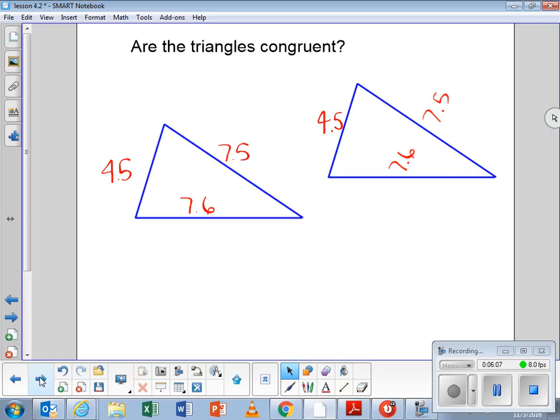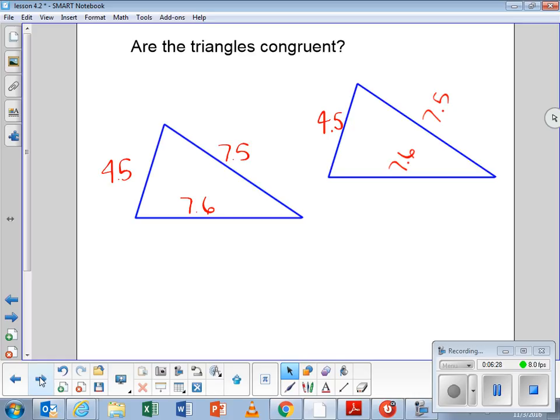Are these two triangles congruent? Yes. Okay. Alexis, why do you agree these two triangles are congruent? Because all three sides of the triangle on the left have a corresponding congruent side on the right triangle, right?